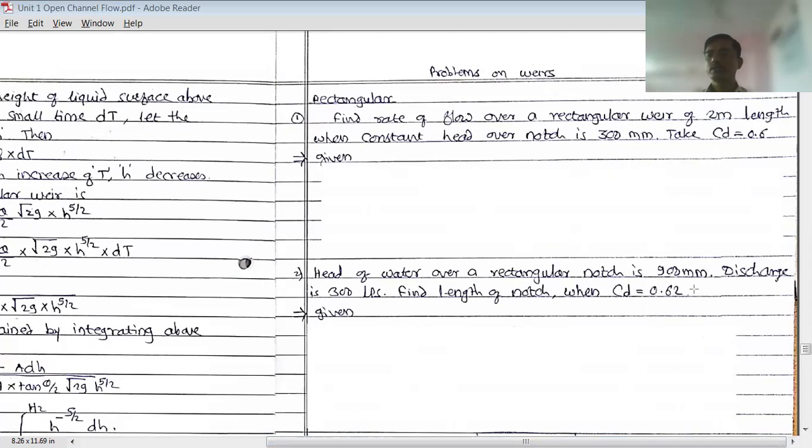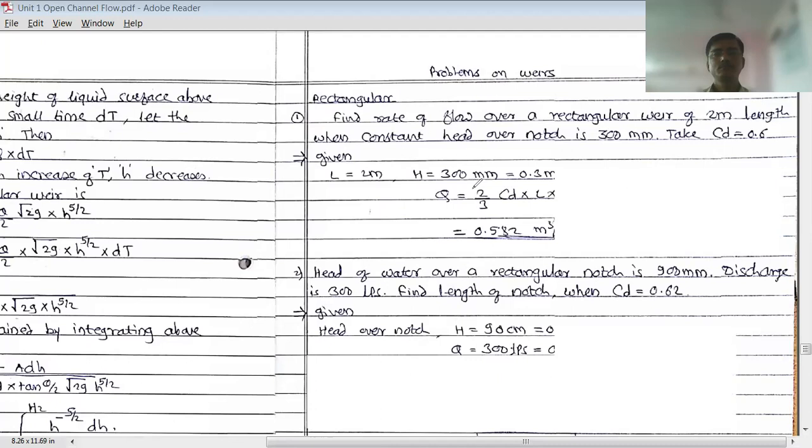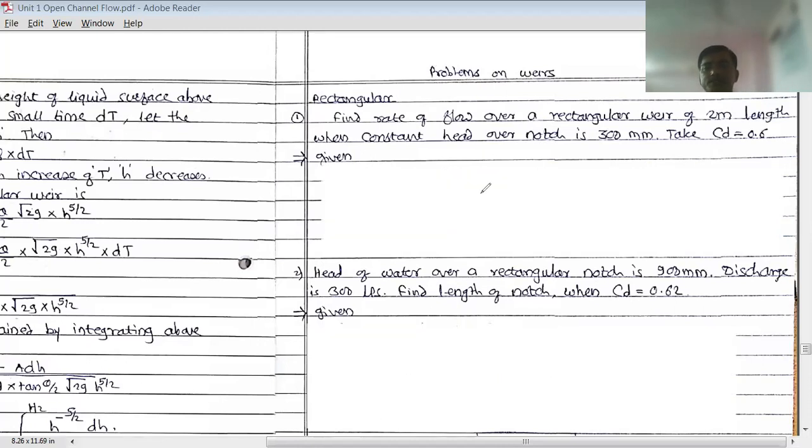Solve this problem. It's quite simple. You just need to use the formula of the rectangular notch for the discharge. You will tell me the formula of the discharge over the rectangular notch. Yes: 2 by 3 into CD into L into root 2 G into H raised to 3 by 2. Correct. Use the formula and tell me the answer.